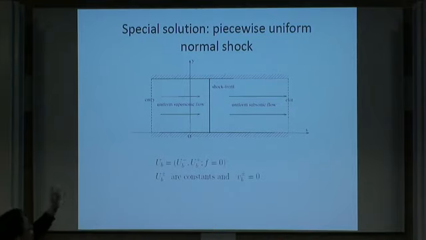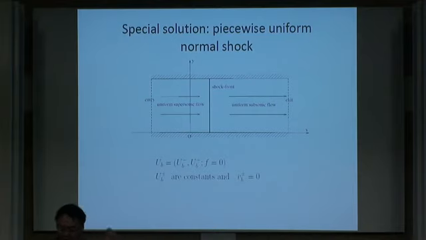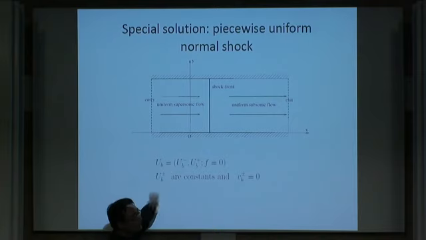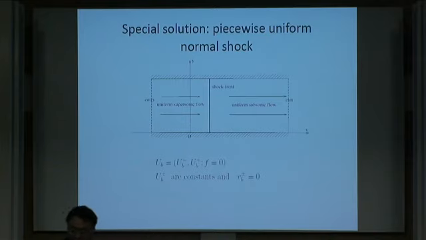Namely, a piecewise uniform normal shock. Actually, Minjing has established this solution for the potential flow. It is the same, which means that the supersonic flow is a constant, and the subsonic flow is also a constant, and the shock front is a straight line. So we call this a background solution. Later we will study its stability.